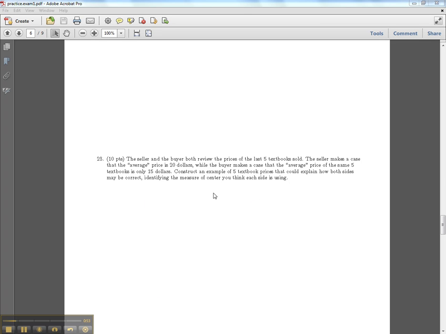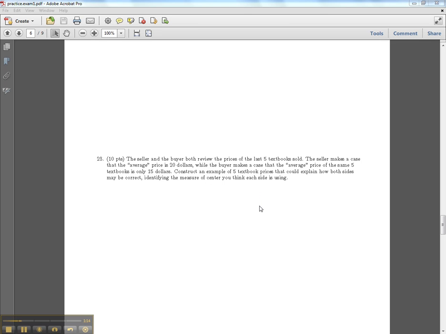Let me read the question. The seller and the buyer both review the prices of the last 5 textbooks sold. The seller makes a case that the average price is $20, while the buyer makes a case that the average price of the 5 textbooks is only $15. Construct an example of 5 textbook prices that could explain how both sides may be correct, identifying the measure of center you think each side is using.